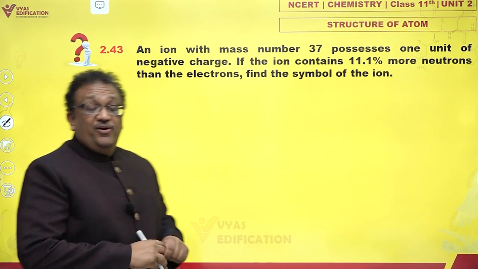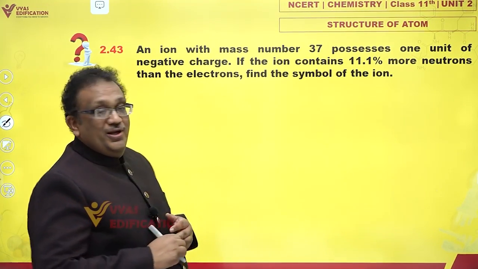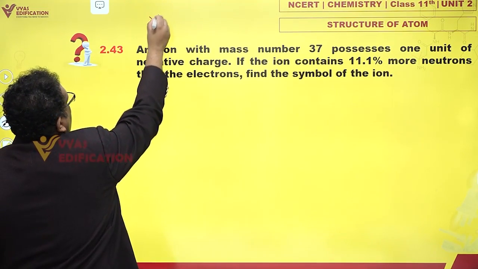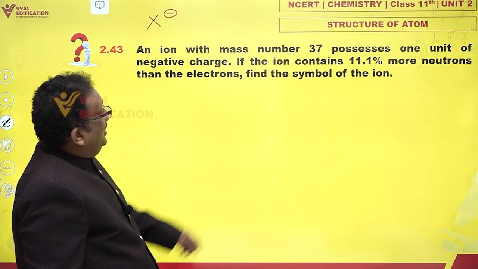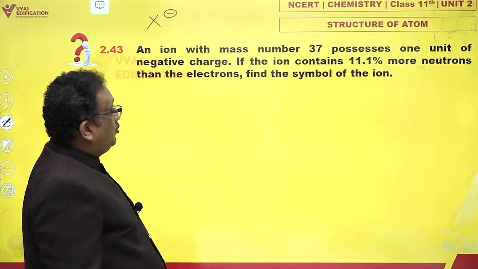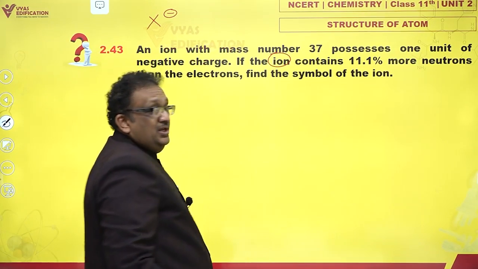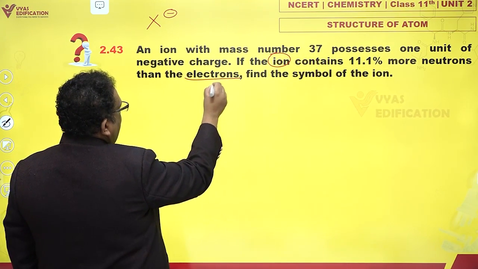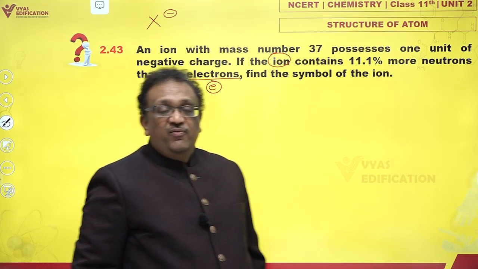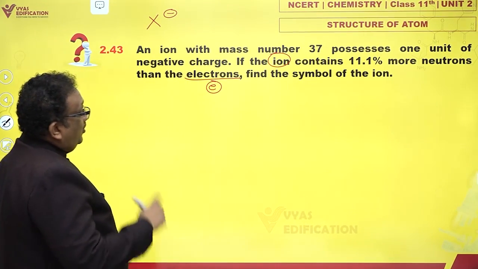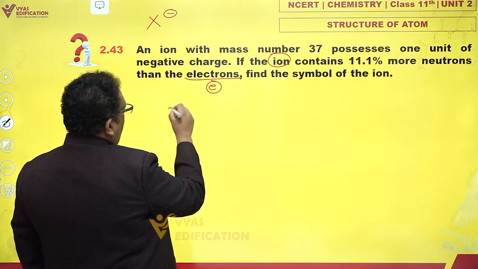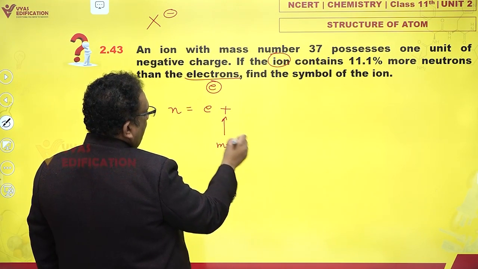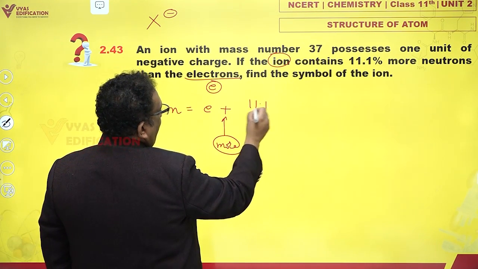An ion with a mass number 37 possesses 1 unit of negative charge. That means whatever this ion is, let us say it is X, it has a -1 charge. If the ion contains 11.1% more neutrons, not atom, the ion contains 11.1% more neutrons than electrons. That means if the number of electrons is E, the number of neutrons will be E plus, why? Because they have written more, 11.1%.